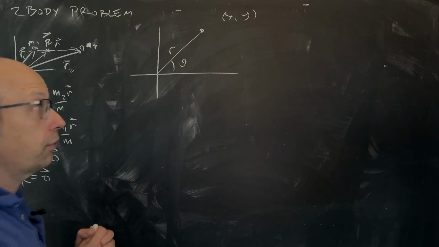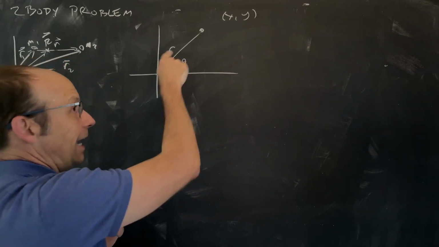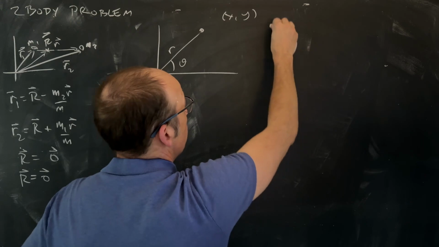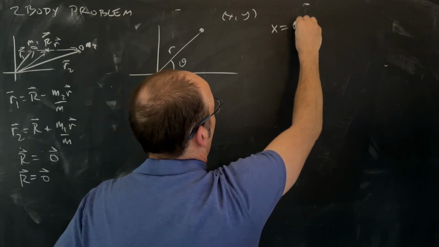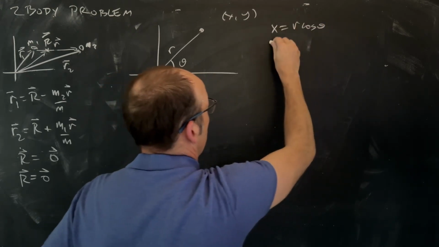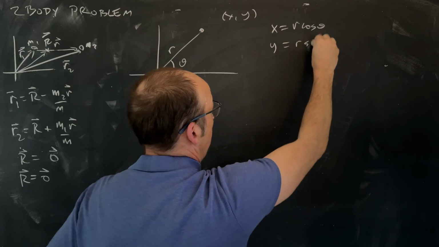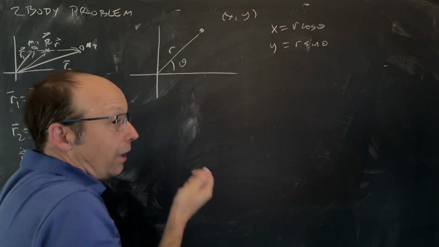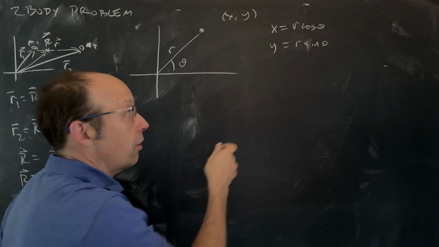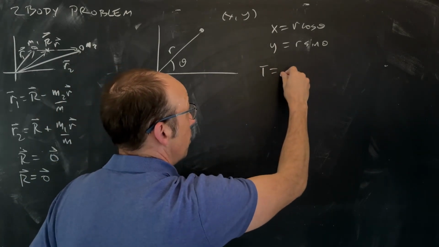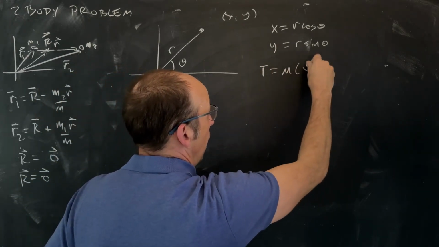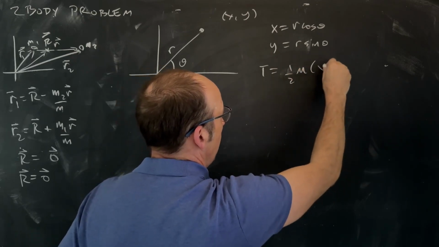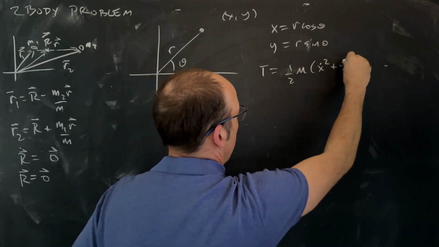polar coordinates, and that's what I'm going to do. Okay. And that's the scalar value r, right? That's the r in polar coordinates. So what we do is say x is r cosine theta, y is r sine theta. How do I write the kinetic energy in polar coordinates? Well, I don't really know, but I know how to write it in Cartesian coordinates. So T is going to be 1/2 mu x dot squared plus y dot squared.